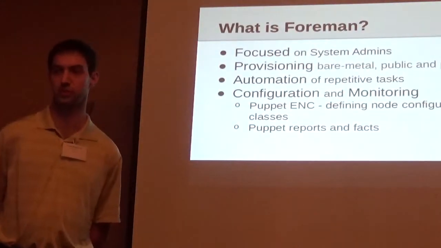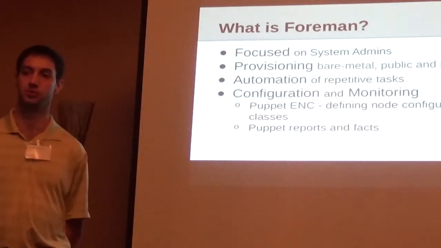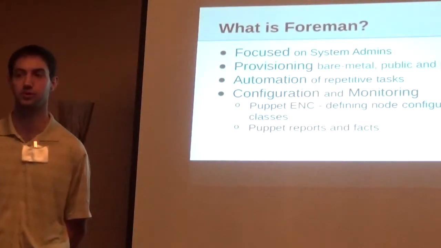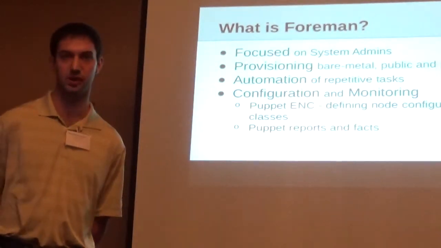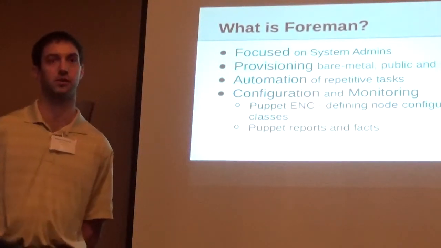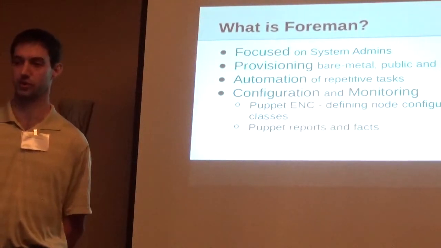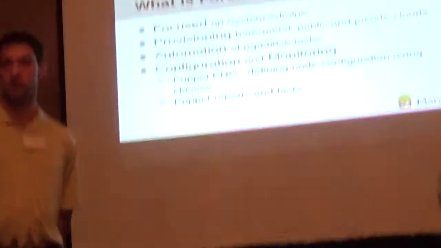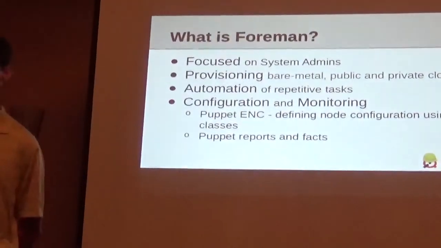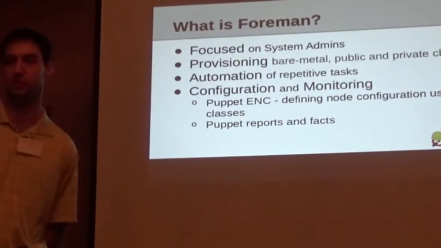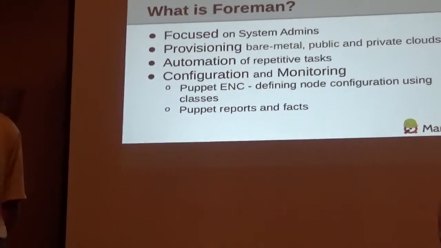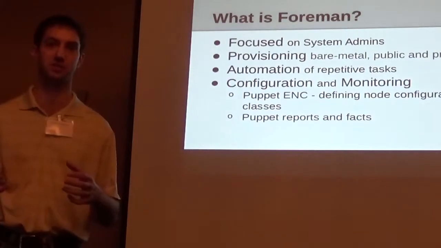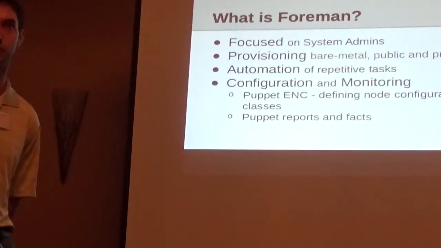So Foreman is a tool that's focused mostly on system admins. It's used for provisioning, for bare metal, private cloud, public cloud, virtual machines in the infrastructure. It's used for automation of repetitive tasks. This is one of the things that Puppet's really good at. It's also used for configuration and monitoring. So it's also a Puppet type thing that the Foreman does. It can pull in Puppet ENC, defining node configuration using classes in Puppet. It can also pull in Puppet reports and facts. So the Foreman is like a configuration management system. It can pull all these things together and present them to a system admin in a usable way.